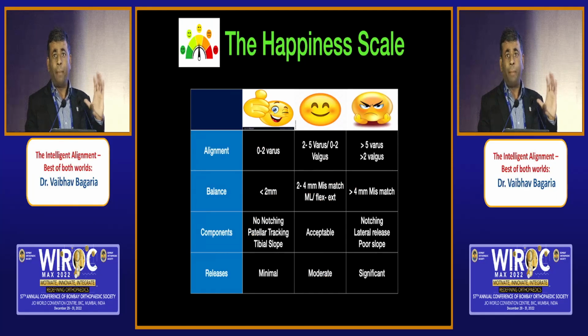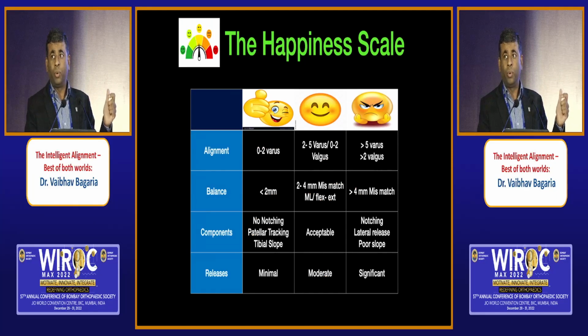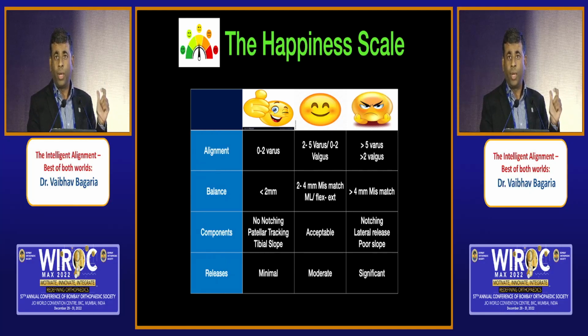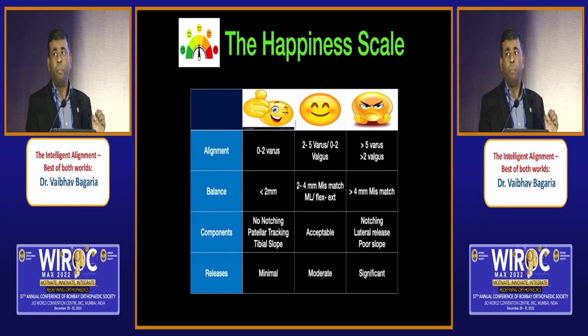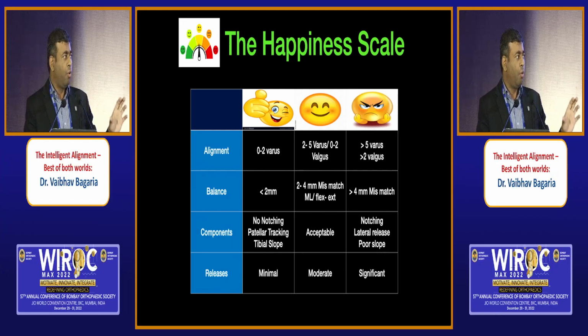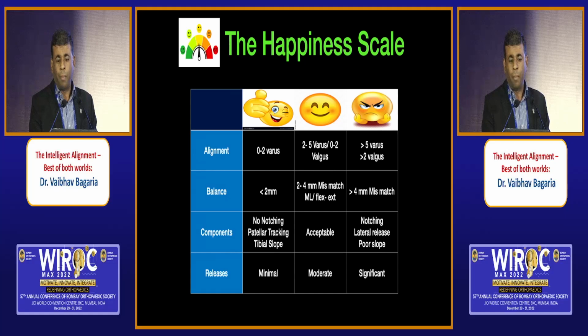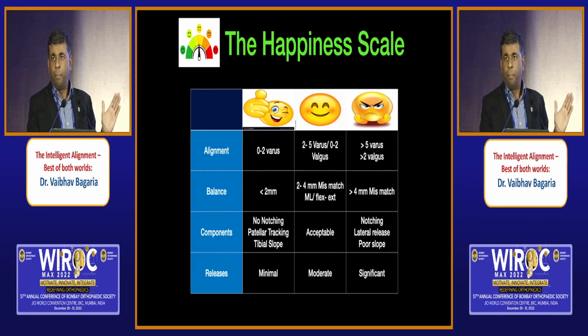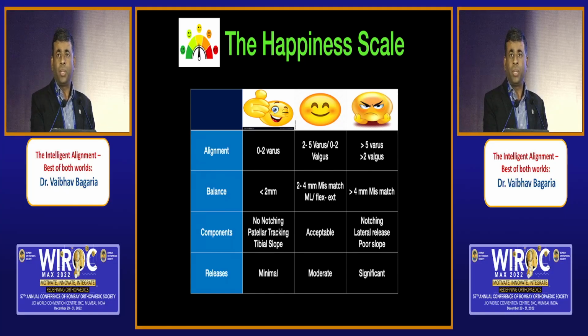So if you look at my happiness score, if at the end of the surgery my alignment is between 0 to 2 degrees varus, if my balance is less than 2 millimeters, if my components are adequately aligned and positioned, and I have to do minimal release, I am the happiest. I have delivered what I was mandated for. I'm okay if I've still got some amount of alignment variation, some amount of mediolateral gap opening, and did a moderate release. And I'm unhappy if I have not achieved my alignment or my component positioning, or I have to do a significant release. So the happiest patient will be in the first group, in my opinion. The second group will do reasonably okay, and the third will do the worst.